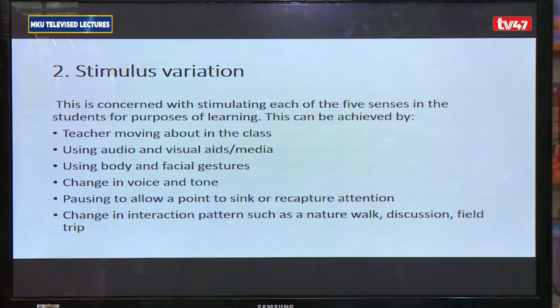Then a change in voice and tone. Sometimes when the teacher wants to stress a point, they use a higher tone, not a monotone. They use a higher tone than the normal. They speak perhaps louder to stress a point.